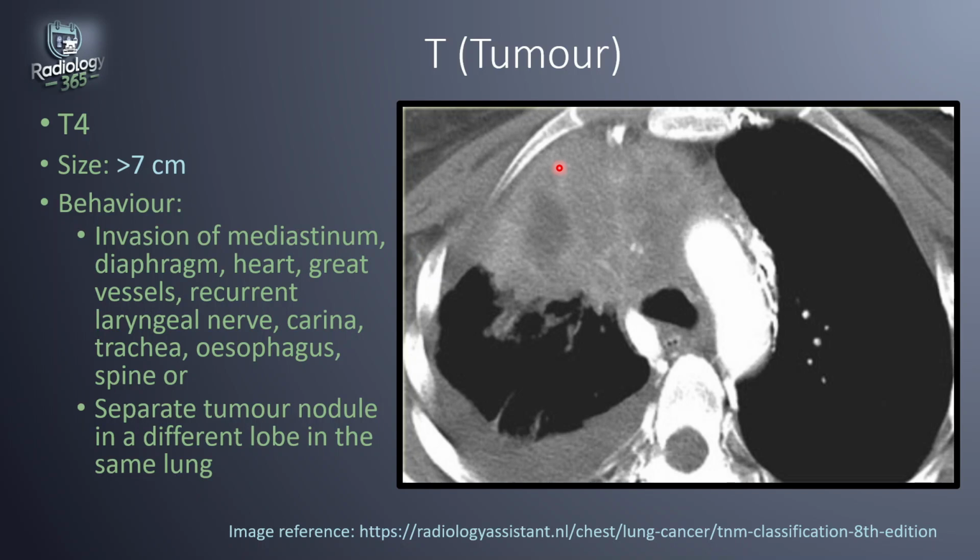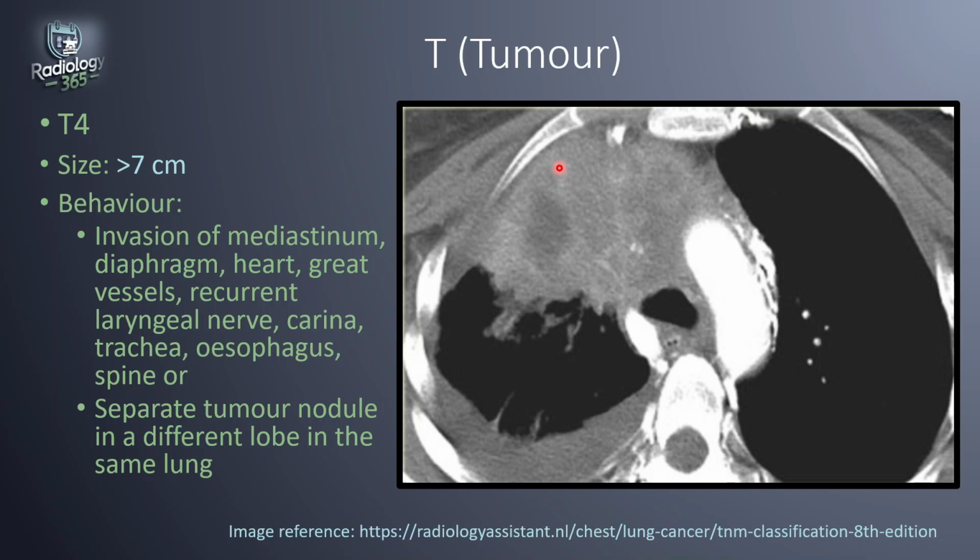Now, still moving forward, T4 goes beyond 7 centimeters. So 3, 5, 7. And behaviorally, going more medially, a T4 tumor would invade not only the pericardium, but now the mediastinum in general. You know, the mediastinum has so many structures: the heart, the great vessels, recurrent laryngeal nerve, the esophagus, and posteriorly, once the spine is also involved, it's also considered a T4 tumor.